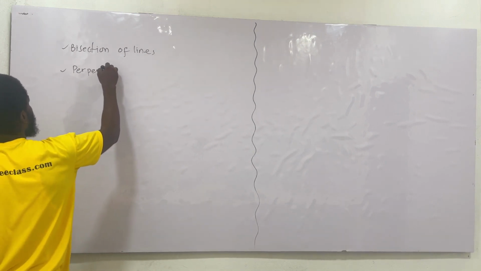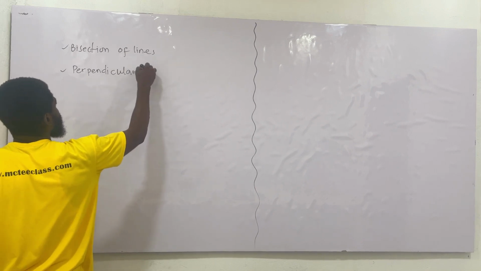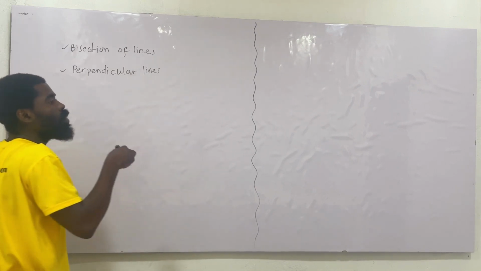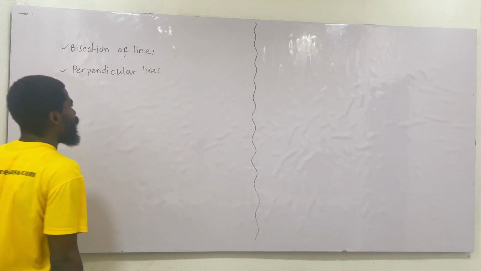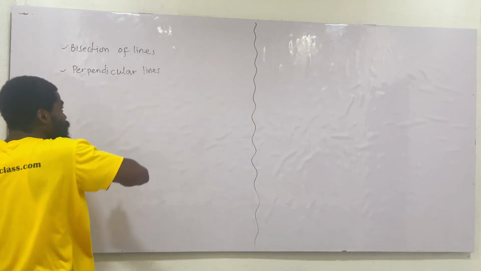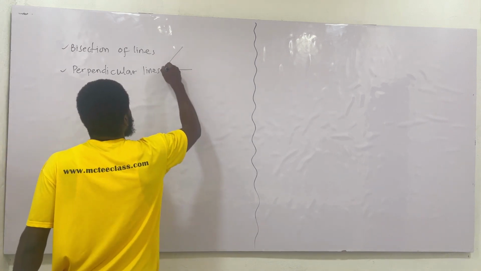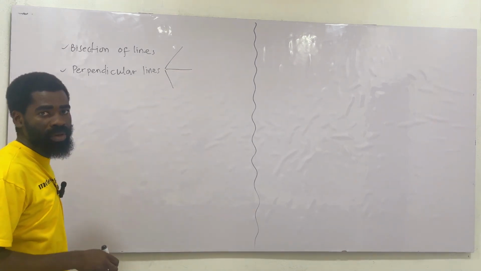Then we look at perpendicular lines: how to construct them, and how to know when to construct them. That's what I'm looking for: how to construct and when to construct a perpendicular line. And what type of perpendicular line are we going to construct? We have three perpendicular lines to construct.